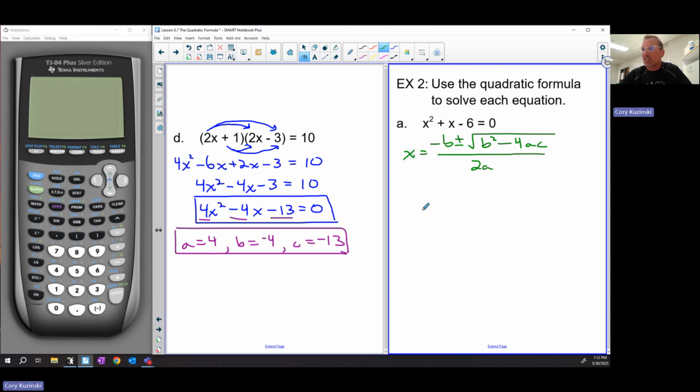Okay, so now we're just going to start substituting. Here we go. So it equals negative, what's our b value? It's this 1 right here, right? So negative 1 plus or minus the square root of b squared, so 1 squared, minus 4 times a times c. Okay, a is this 1 right here. And c is this negative 6 right here.